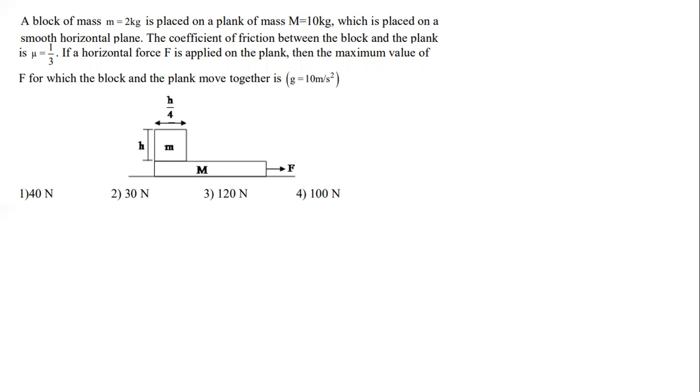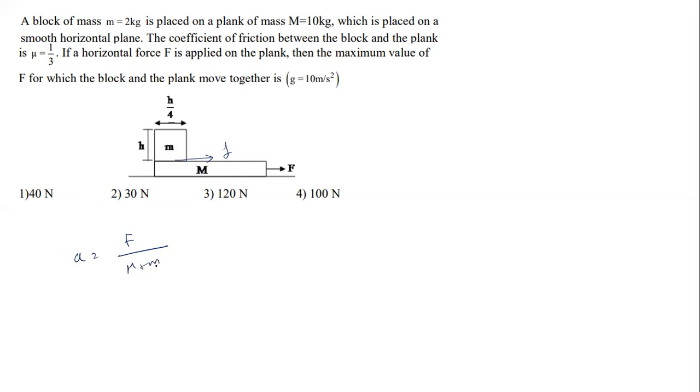Okay, so we need to find the acceleration, and what will bring this mass in the forward direction. As the plank moves forward, the tendency of the block is to go backward, so the friction acts in this direction. This is the frictional force. Because of this friction, both will move together. Clear? So the acceleration of this system is F divided by (m plus M).